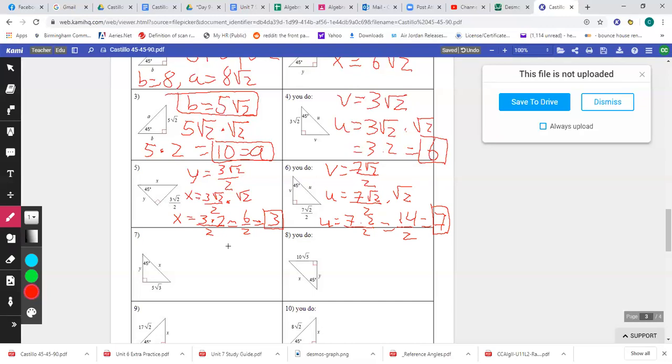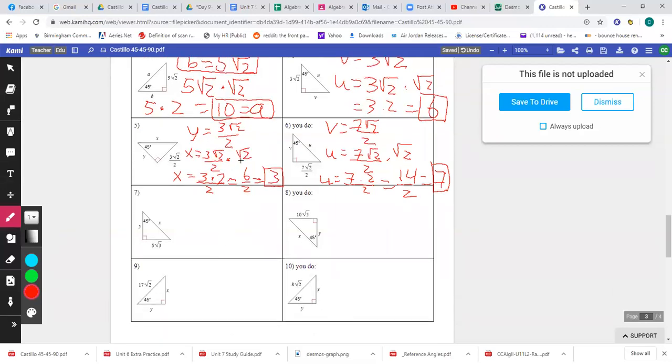Number 7 should be, this one's kind of easier than the last two. So y here should be 5 root 3. And then x is 5 root 3 times root 2. And so this is just equal to 5 root 6. And remember what Rodney asked earlier, you don't cancel out the square root if they're different numbers. It just becomes 5 radical 6. Okay?